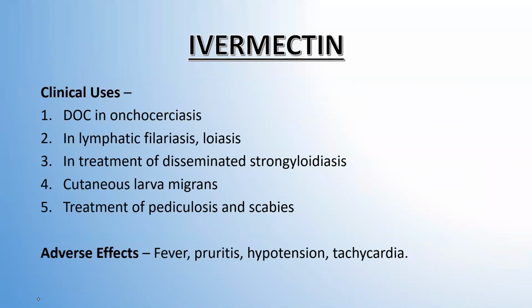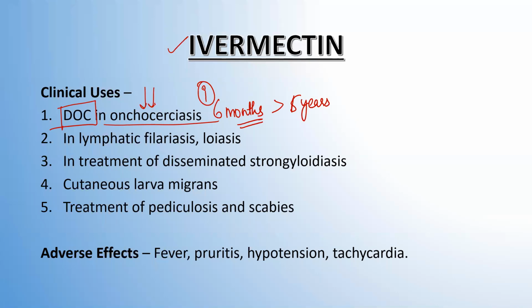Now, coming to the clinical uses, it is the drug of choice for onchocerciasis. For this particular disease, it's quite important that we continue the regimen for 6 months. When you continue this regimen for 6 months, you have to make sure that the age of the patient is more than 5 years. So that is the first prerequisite for giving ivermectin in a case of onchocerciasis. The second thing is, you have to give this particular drug in a dose of 150 microgram per kg.